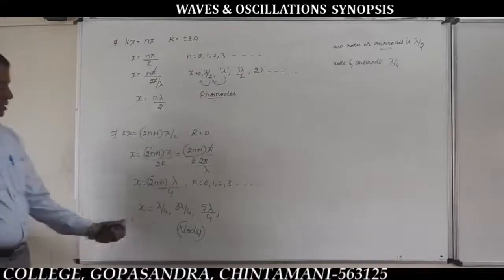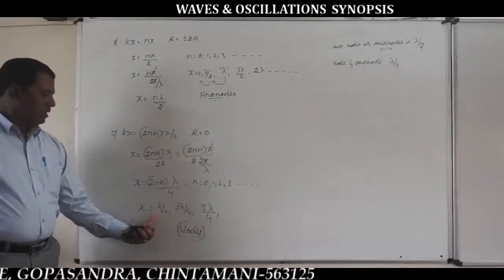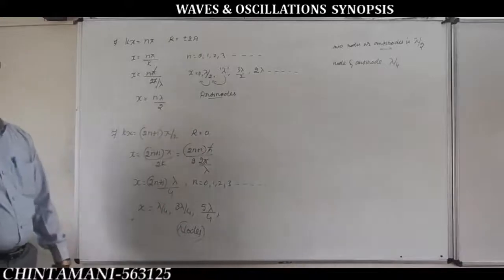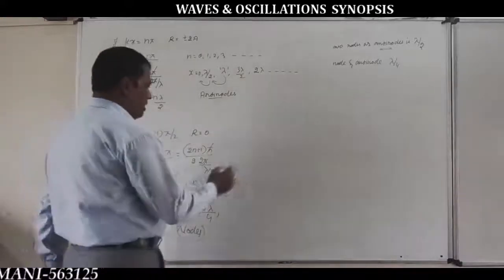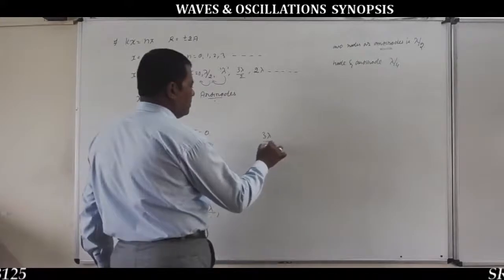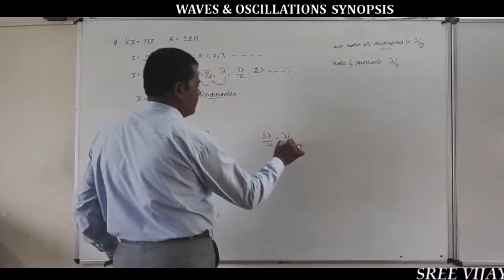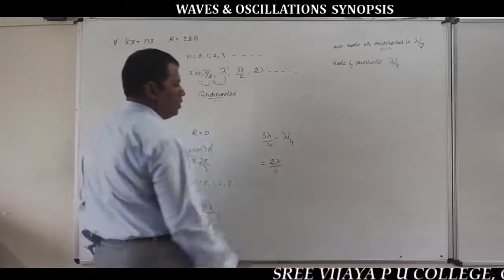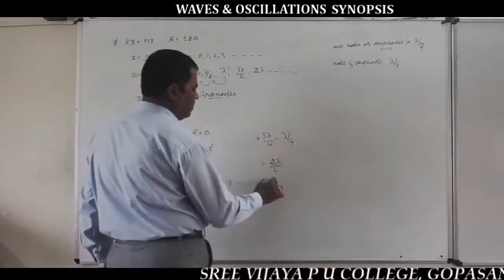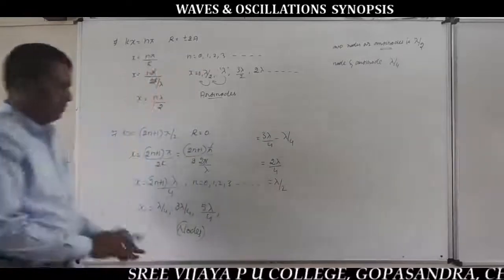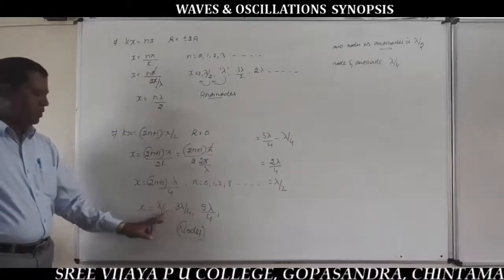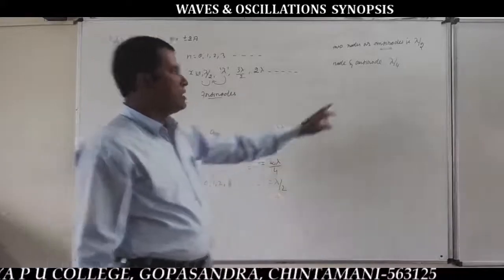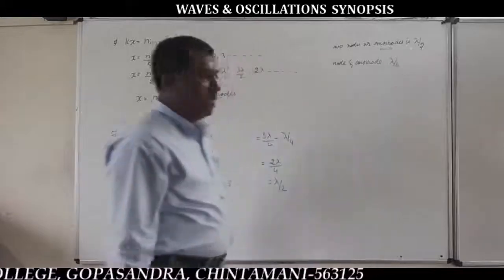So now let us move to this relation now. Distance between two consecutive nodes, it is also lambda by 2 itself. 3 lambda by 4 minus lambda by 4 is equal to 2 lambda by 4. This is equal to lambda by 2. The distance between two consecutive nodes, once again it comes out to be lambda by 2. Or the distance between two consecutive antinodes, it is also lambda by 2.